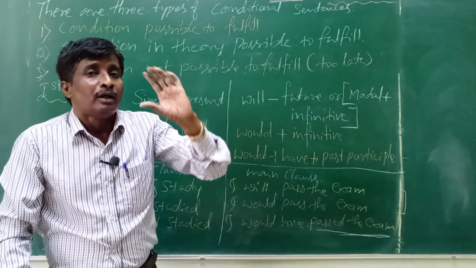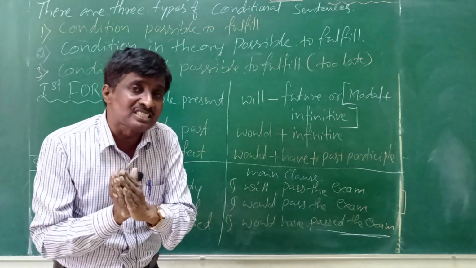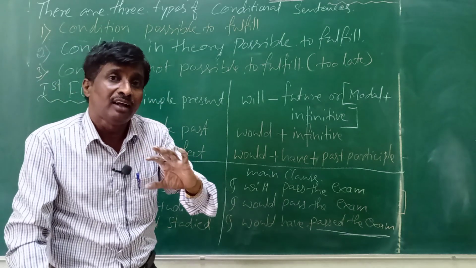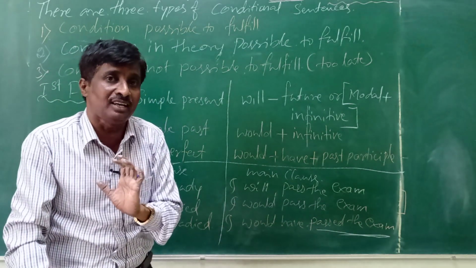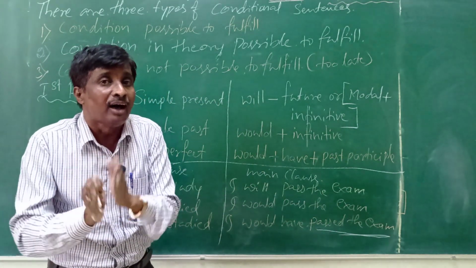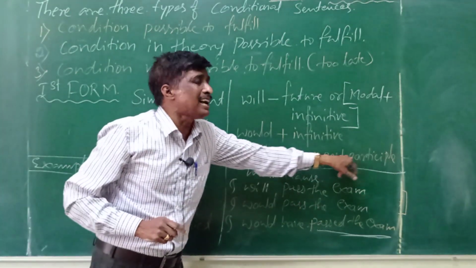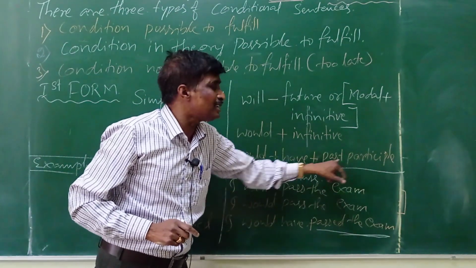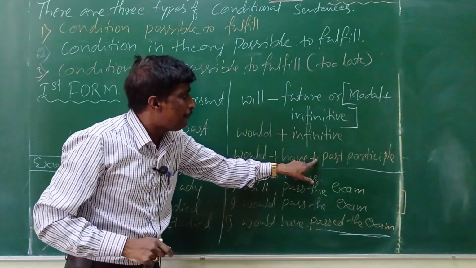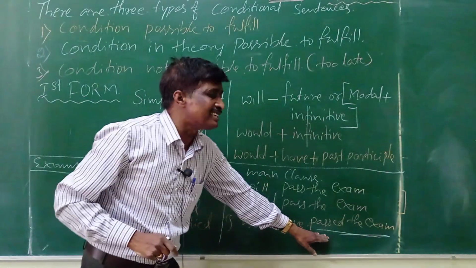Please remember the table 1 and table 2 in active and passive voice. While I explained active and passive voice, at that time I gave you the table 1 and table 2. In table 1, how I had given, in the same here also, would plus have plus past participle. Past is past participle. I would have passed the exam.